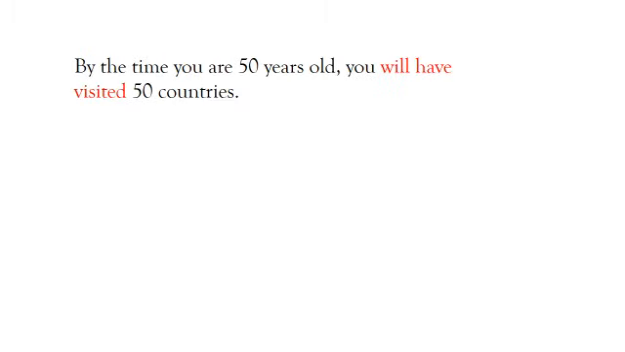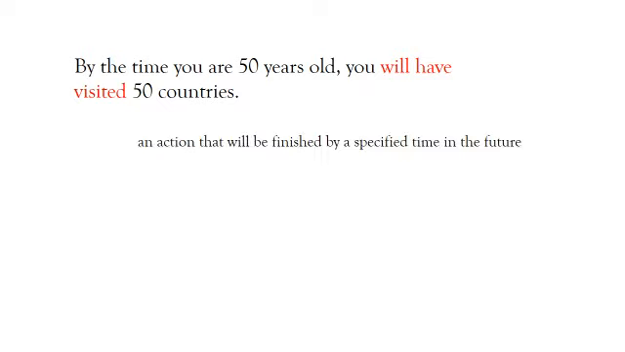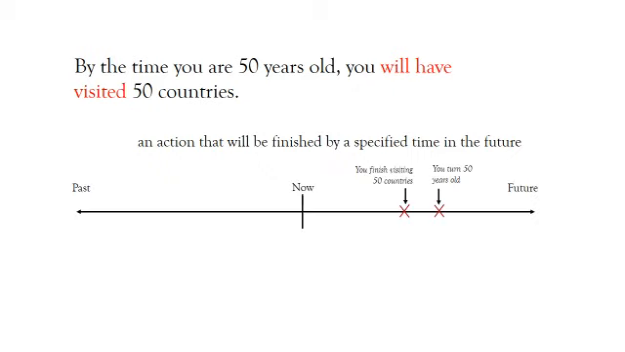Next example: by the time you are 50 years old, you will have visited 50 countries. Once again, the focus is on the independent clause. An action that will be finished by a specified time in the future. So on the diagram, both these actions are in the future. They have nothing to do with the present time. You turning 50 years old is something that will happen in the future.